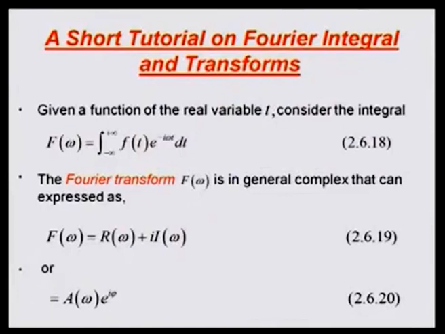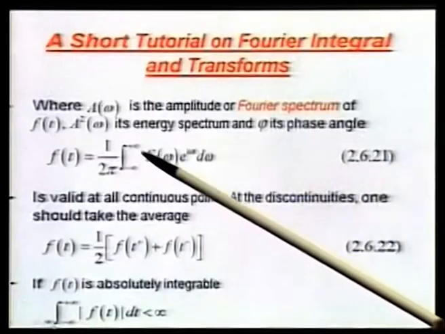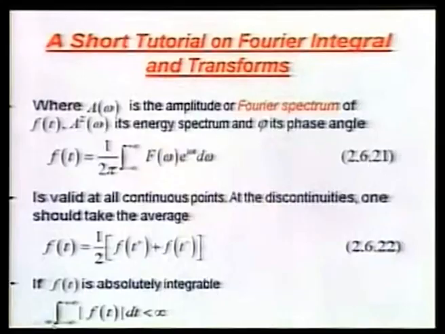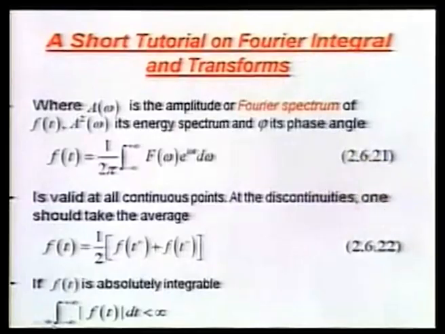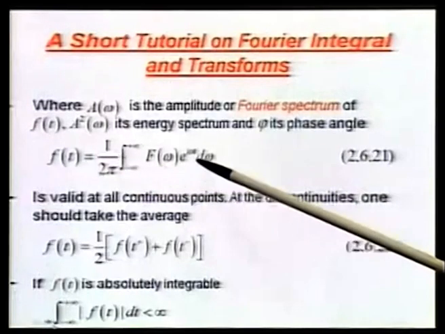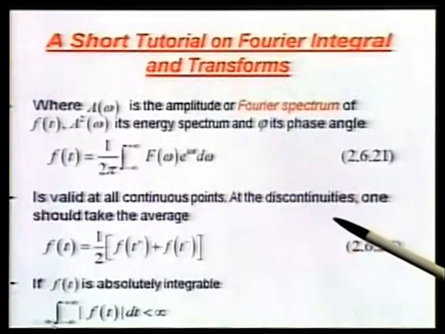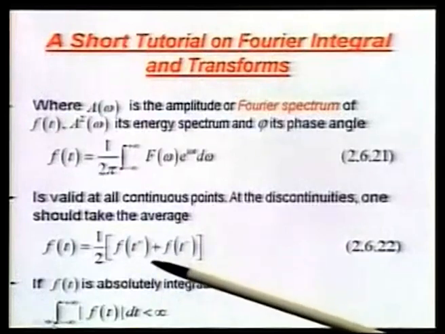Now, we did spend a little time talking about this. A of omega is the amplitude or the spectrum, whereas A square would be correspondingly the energy, right. That is what is called the energy spectrum, and phi is the phase angle. We talked about it, that this representation is valid at all continuous points. At discontinuities, we take the average of the right hand limit and left hand limit.